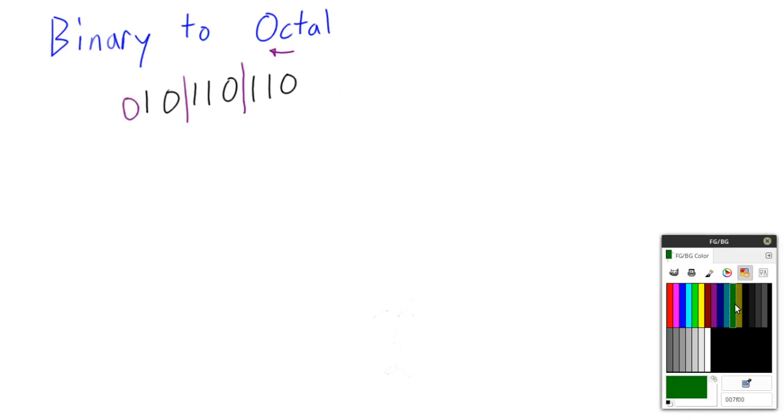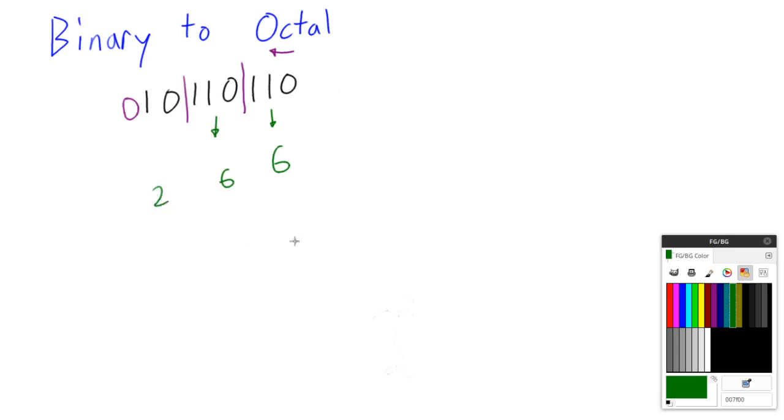And now the conversion is actually quite simple. All we have to do is convert each one of these 3-bit sequences into octal. So we know 110, that's a 6. And we got another 110, so that's another 6. And then we got 010, which is a 2.